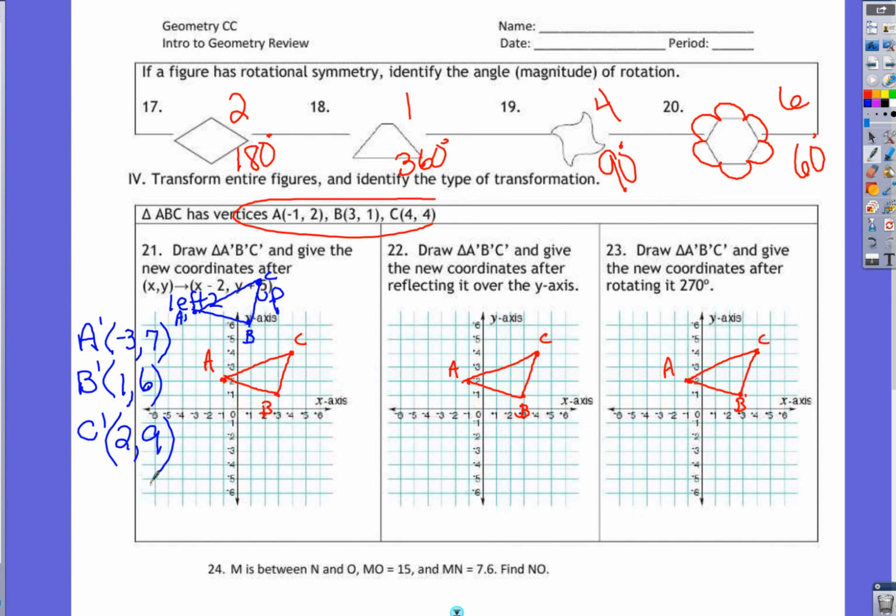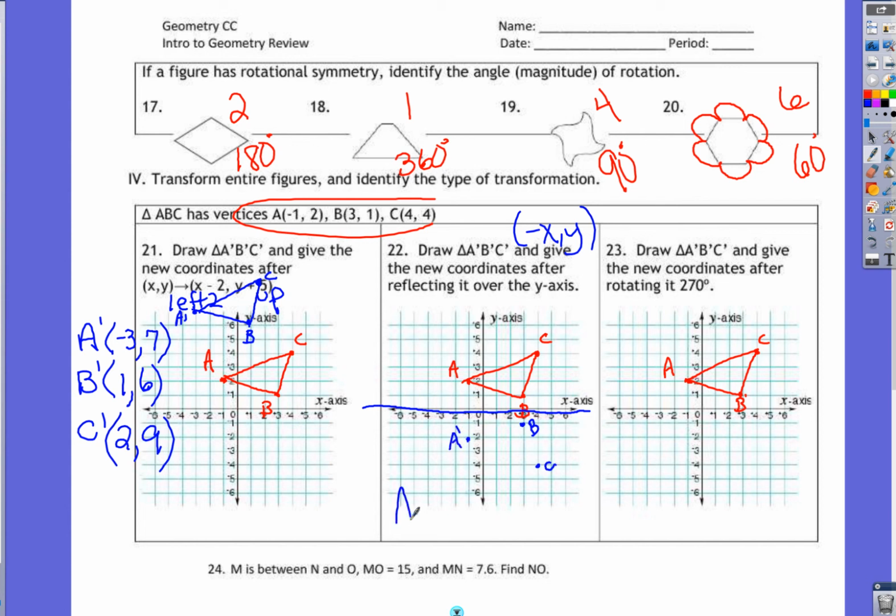Okay, reflecting over the y-axis. What's my rule to reflect over the y-axis? My x changes. And if I go across the x-axis, that's this line right here. And there's two different ways you can do it. You can either take your coordinates and follow the rule, or I just like to count. I went up 1, I'm going to go down 1. For my C, it was up 4, I'm going to go down 4. My A went up 2, I'm going to go down 2.